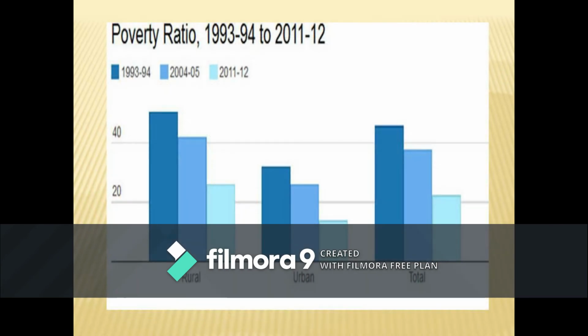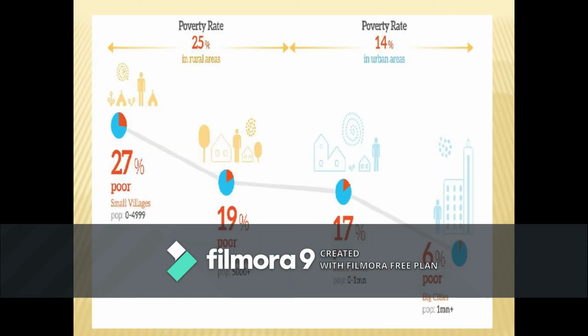As we can see in the graph, the poverty ratio gradually comes down from 1993-94 to 2011-12. So we can say that after a few years, maybe some decades, poverty will become zero. In this graph, we can clearly see the poverty rate in rural areas is higher than in urban areas.